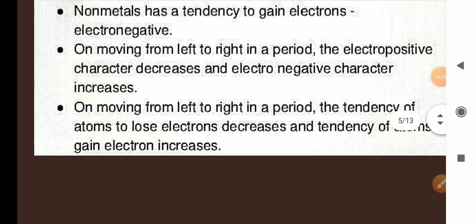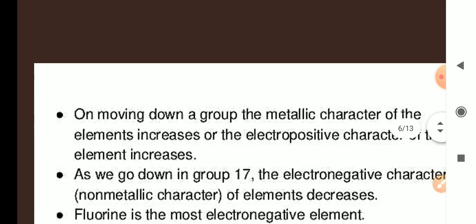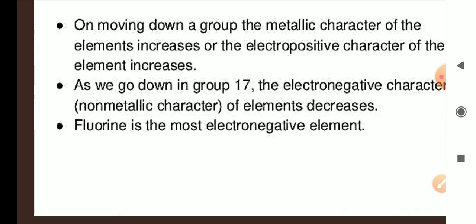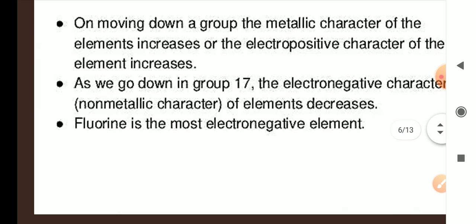On moving from left to right in a period, the tendency of atoms to lose electrons decreases and electronegative character increases, and the tendency to gain electrons will be increased. But if you are moving down a group, the metallic character will be increased and the electropositive character of the element increases. As we go down in group 17, the electronegative characteristic of the element decreases, but electropositive characteristic will be increased.